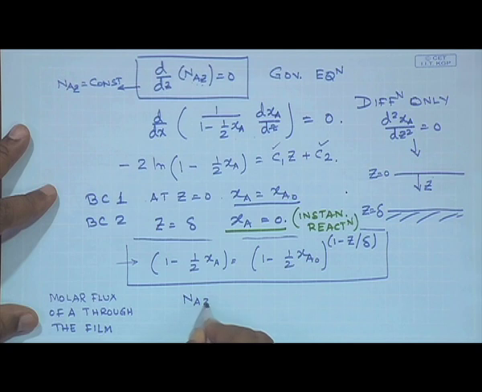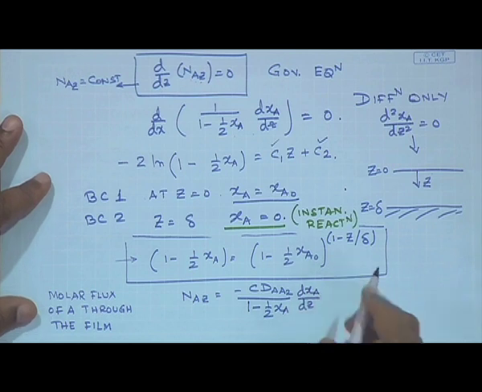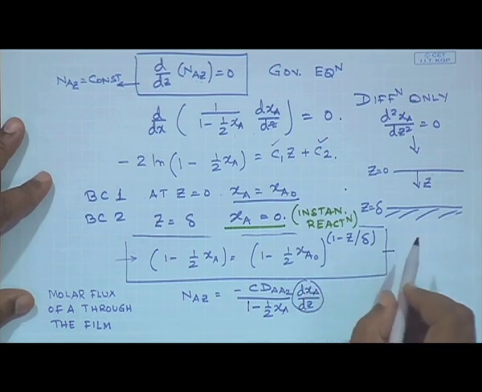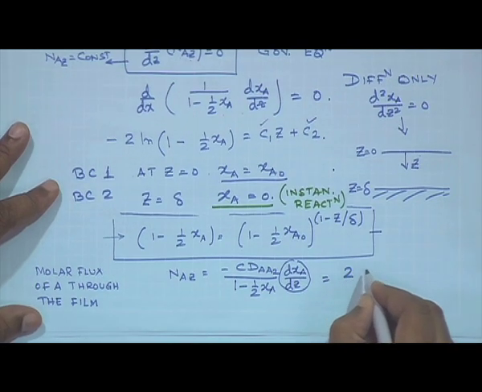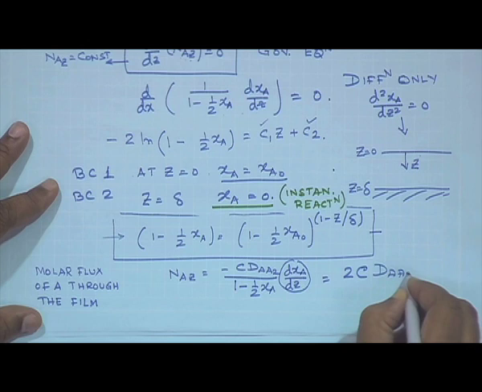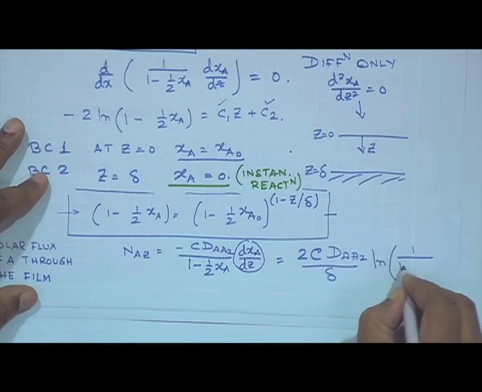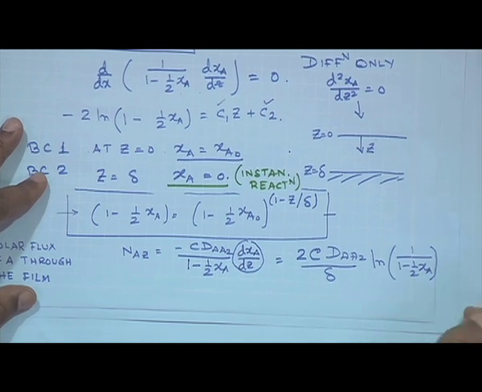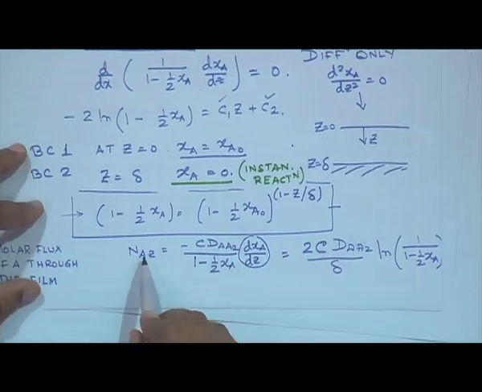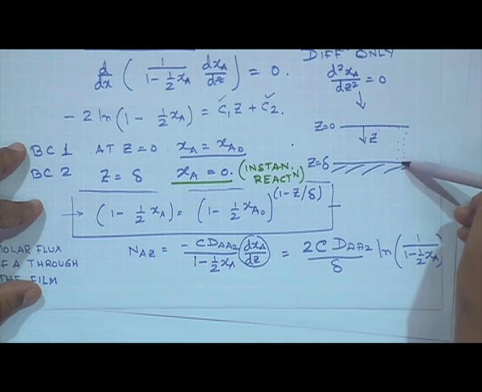So, your N_Az would be equal to, from the previous equation, the diffusion coefficient of A times 1 minus half of x A, from our previous relation, times dx_A/dz, and this dx_A/dz evaluated from this would simply be equal to twice the total concentration of both A and A2 present in the film, the diffusion coefficient, over delta, times the logarithm of 1 by 1 minus half of x A. So, this is the rate at which A is moving in this film towards the surface.